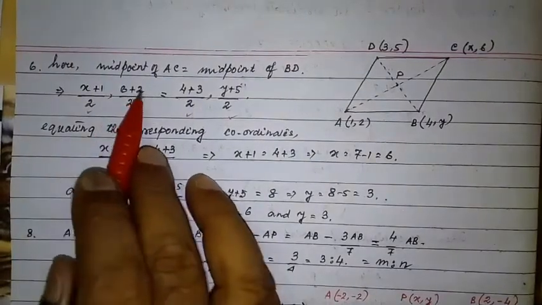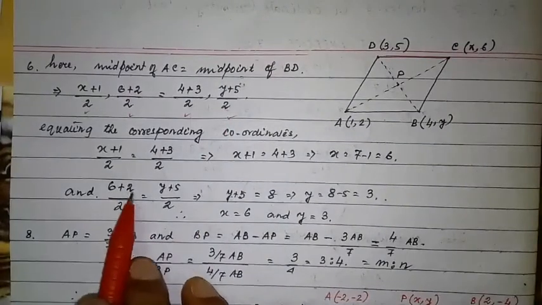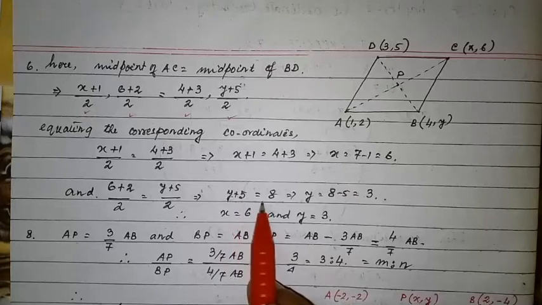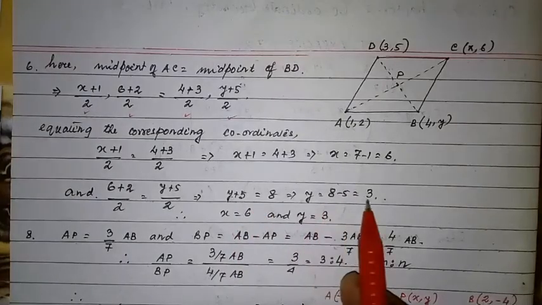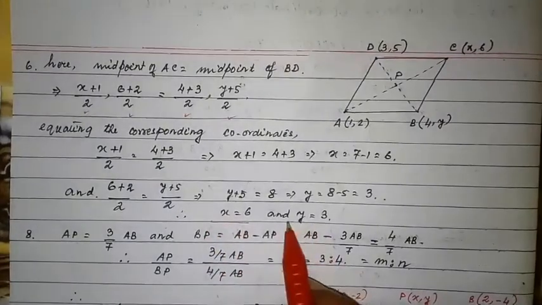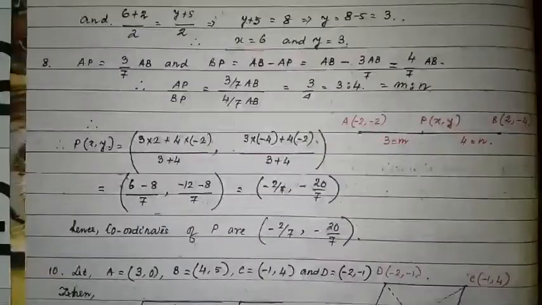And (6 + 2)/2 is equal to (y + 5)/2. This implies 6 + 2 is equal to y + 5. This implies y + 5 is equal to 8, and y is equal to 8 minus 5, which is 3. Therefore, x is equal to 6 and y is equal to 3 are the values of x and y.